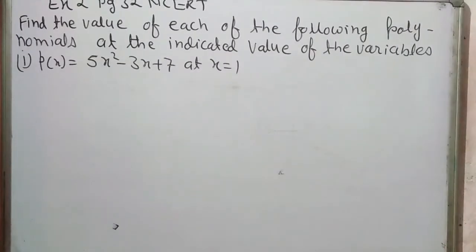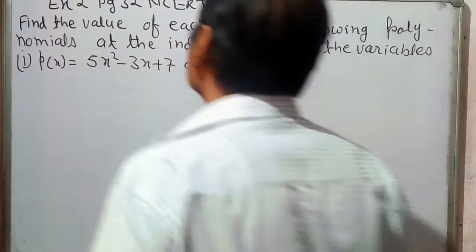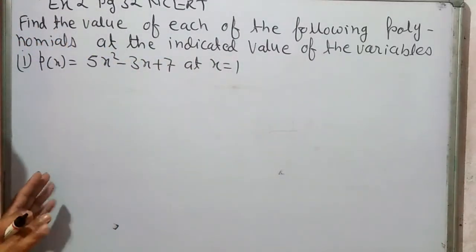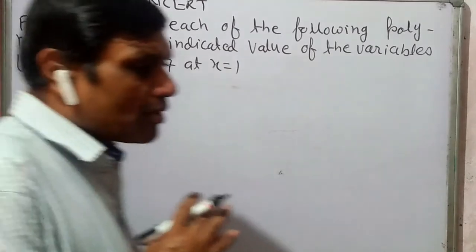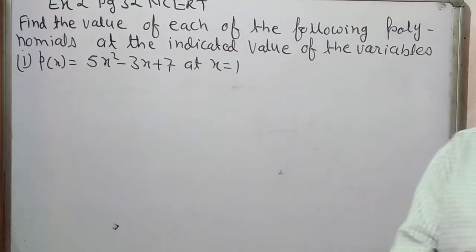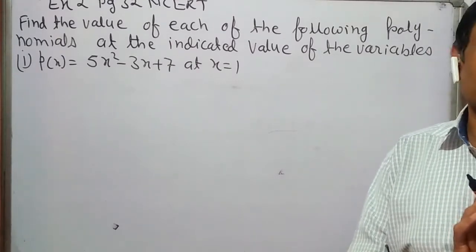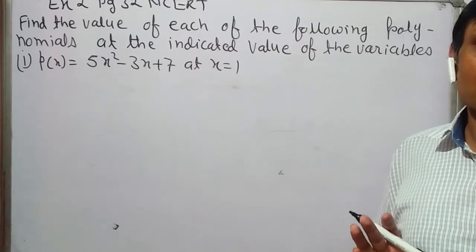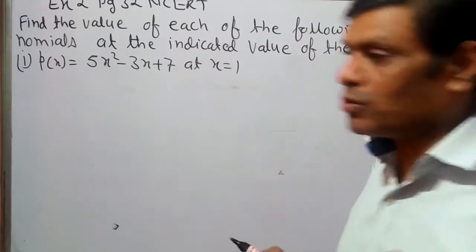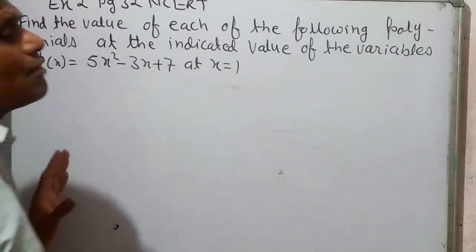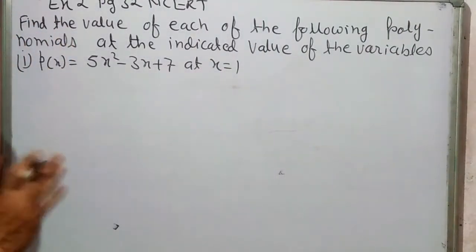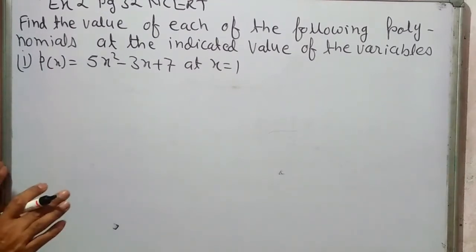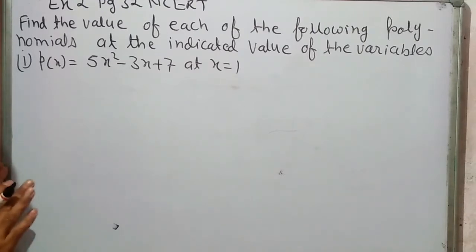Dear students, in the next set of questions, before exercise 2.1, what we have understood is two basic concepts. We have understood how to find the value of a given polynomial at a value of the variable. And we have also understood what the zeros of the polynomial are. Based on these two concepts, now we are starting to solve the examples and the questions of exercise 2.2.